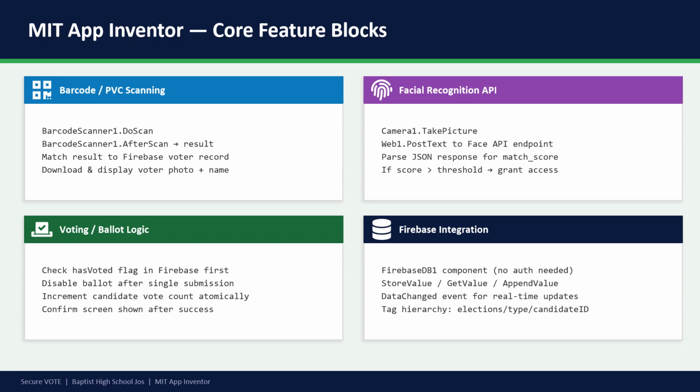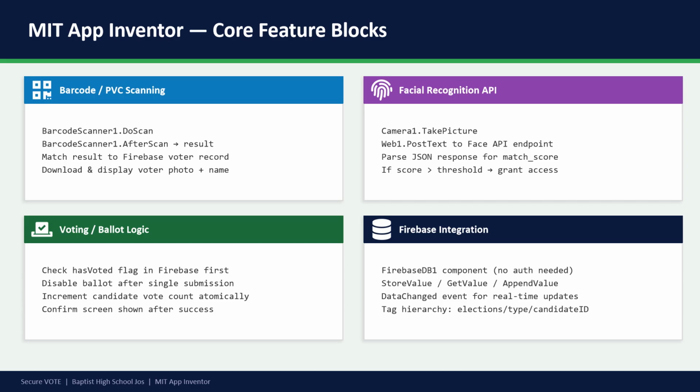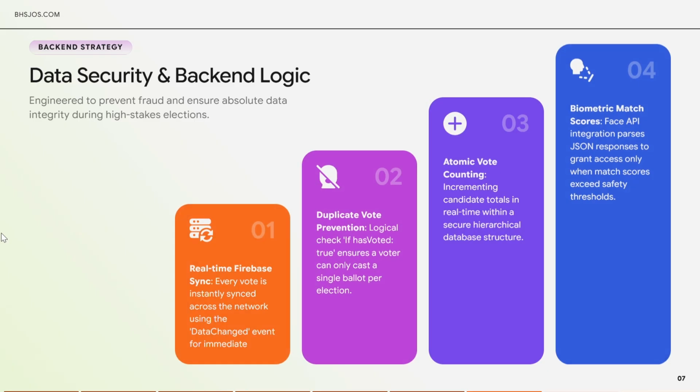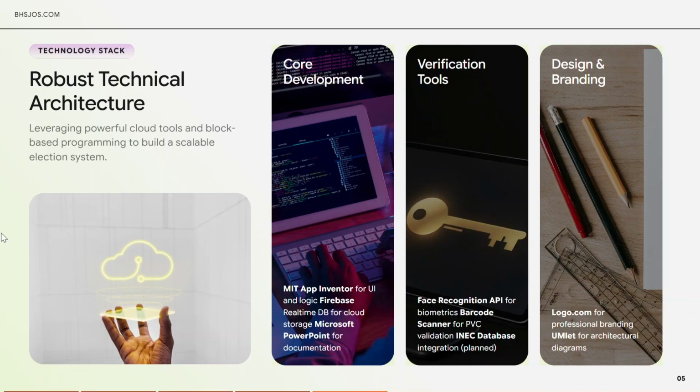Before any vote is recorded, we check the hasVoted flag in the Firebase. If it's true, the ballot is locked. If false, the vote goes through and the flag is set permanently. We use store value and get value for writing and reading data, and data change for all our real-time updates on the analytics screen. Here is a summary of every tool and platform we used to build SecureVOTE.